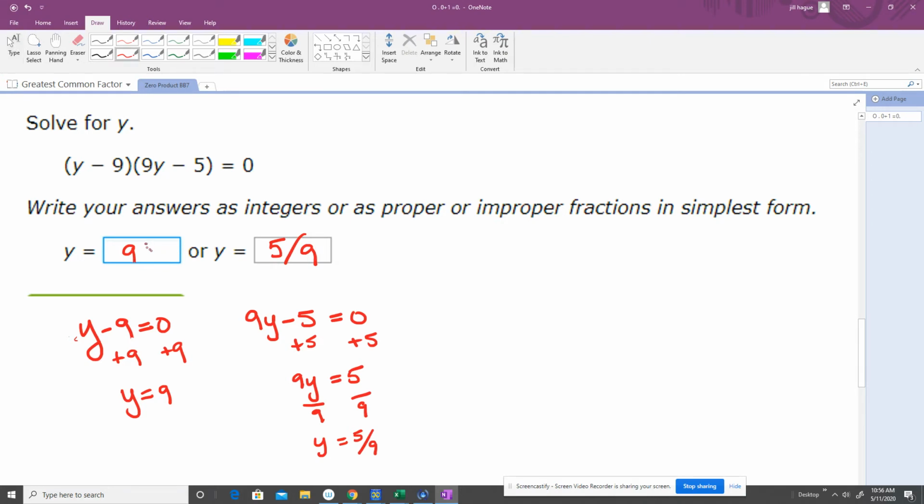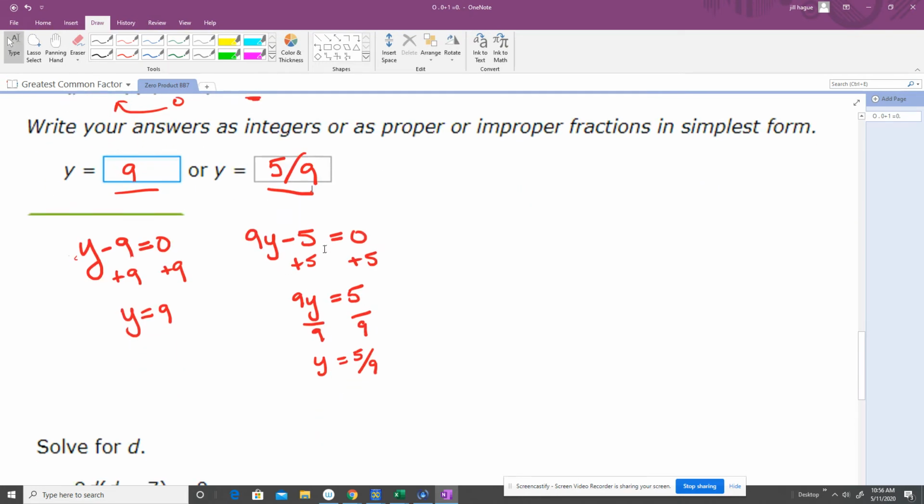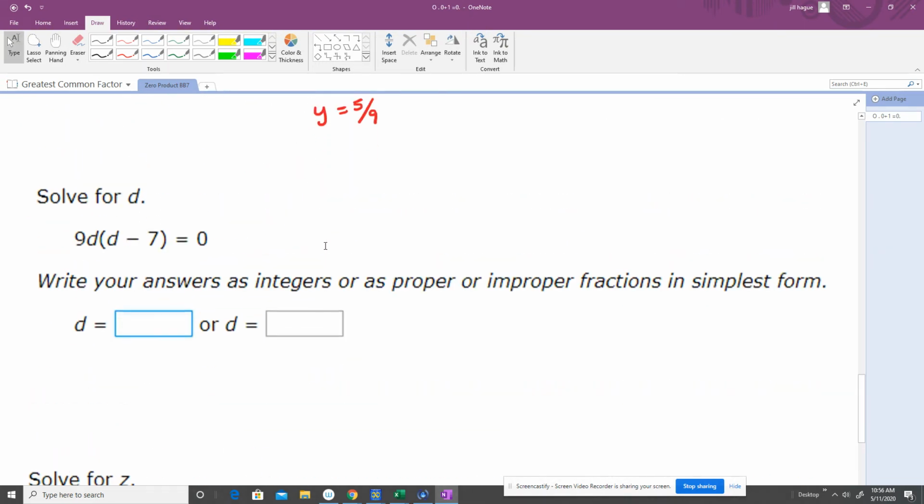If you put either of those in, you would get 0. If you put 9 in here, 9 minus 9 would be 0, and 0 times whatever is here we know is 0. Second case, if we put 5/9 in, and we multiply it by 9, we get 5. 5 minus 5 would be 0, and that multiplied by whatever is here would be 0. And that's why those are my two answers. And we're already up at about the 80% problem level on the IXL, okay?